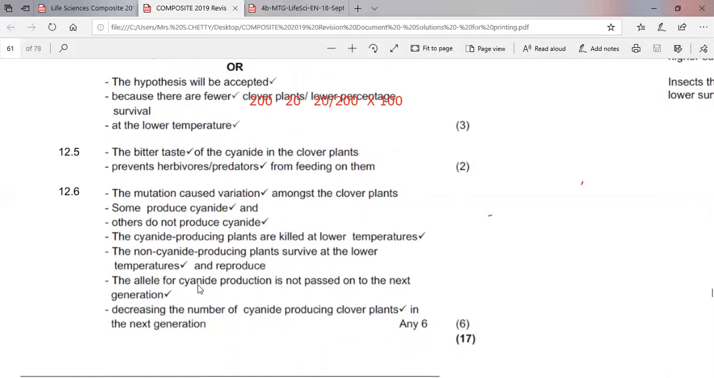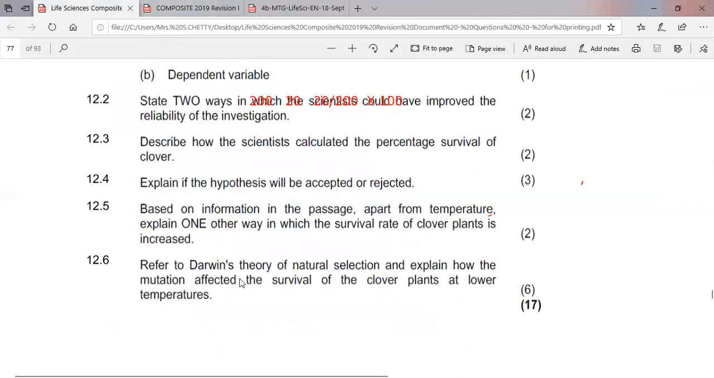Is not passed, sorry. The non-cyanide producing plants, wow, would I have got this right or wrong, my darlings? The mutation caused variation. Some produce cyanide, others do not produce cyanide. Do you see that, babies? The cyanide producing plants are killed at lower temperatures. The non-cyanide producing plants survive at lower temperatures and reproduce. The allele for cyanide production is not passed to the next generation because they died, decreasing the number of cyanide producing clover plants. Let me go back to the question and explain how the mutation affected the survival of clover plants at lower temperatures.